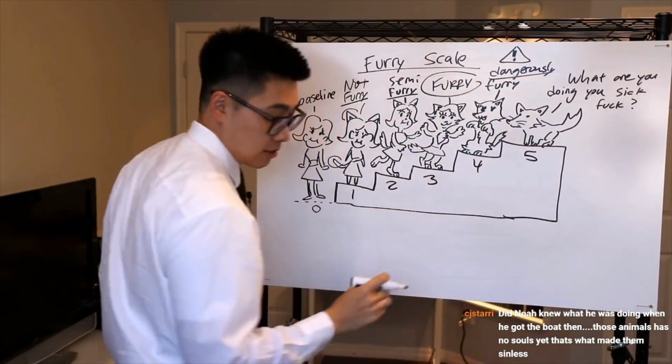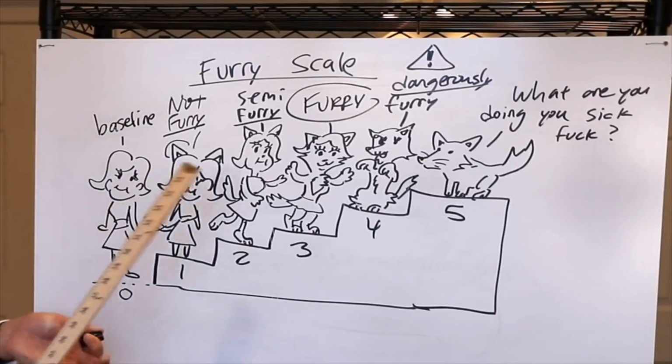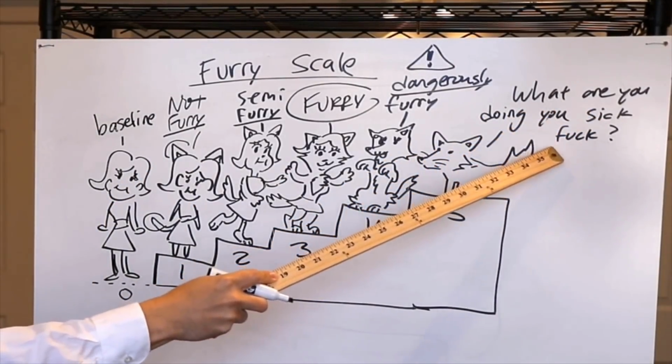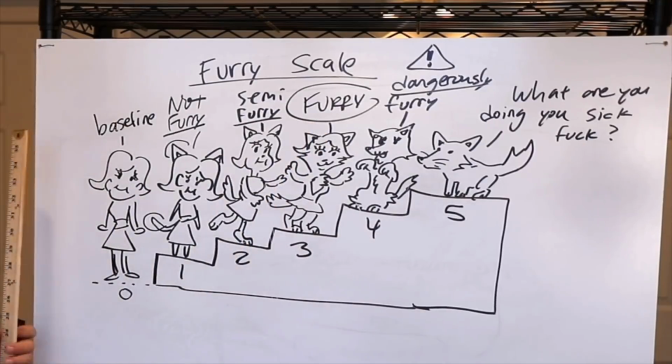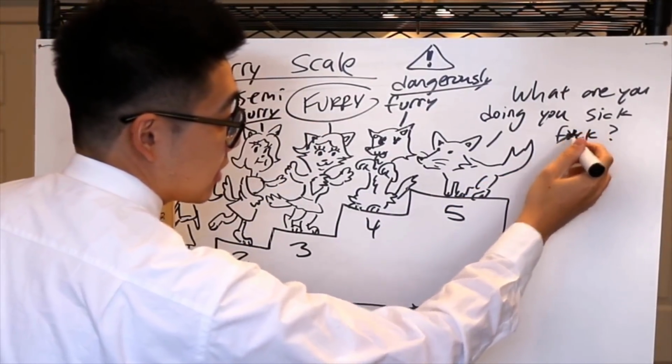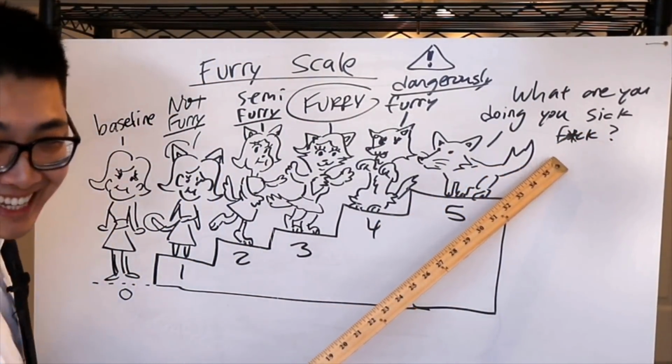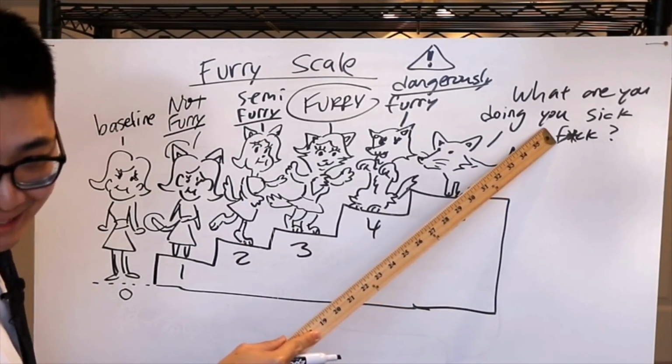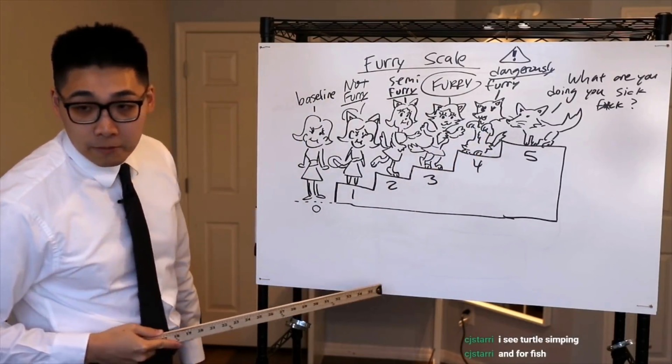This tier is, what are you doing, you sick f***? That's 5. Sorry, we don't want to get demonetized. The cursing is what's going to get us demonetized.